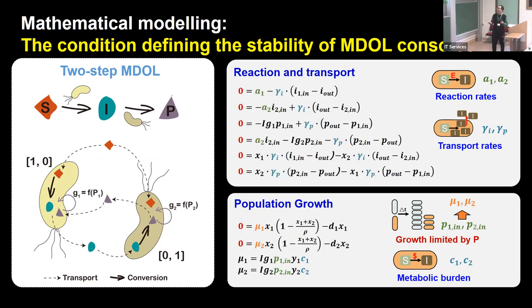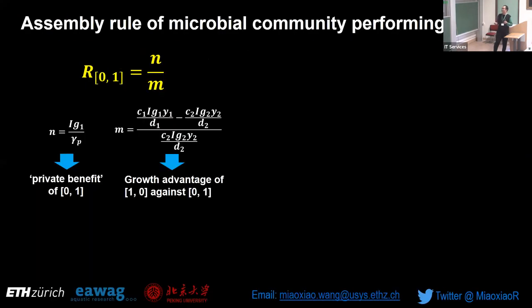To do that, it's very simple. We just solve the steady state equations. By solving such equations, we have a very simple and beautiful formula that can define the assembly and the stability of the community. And this formula is defined as follows.